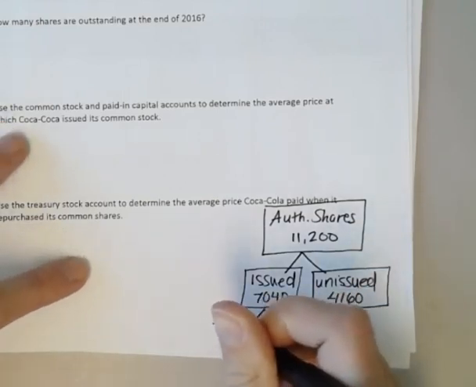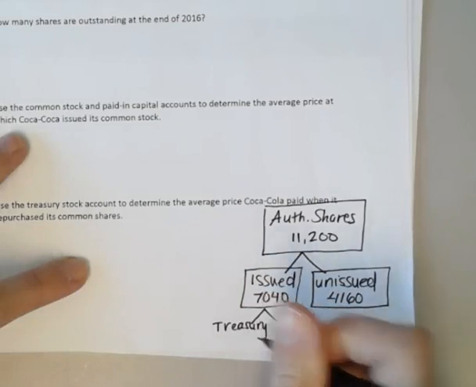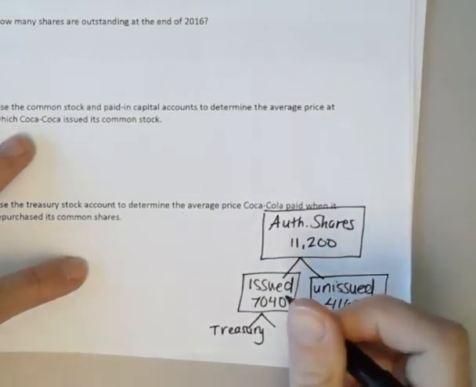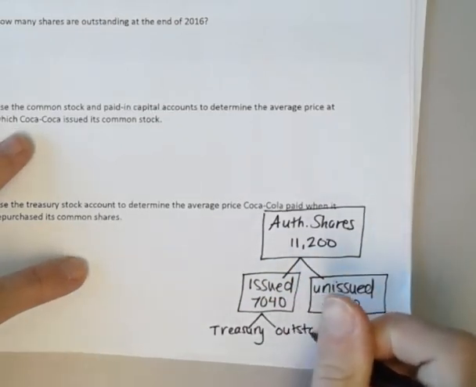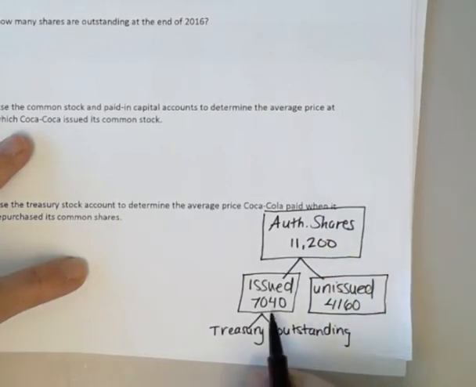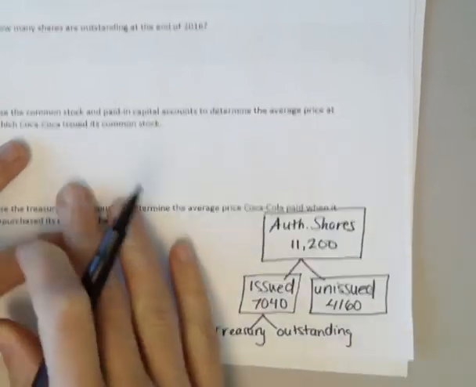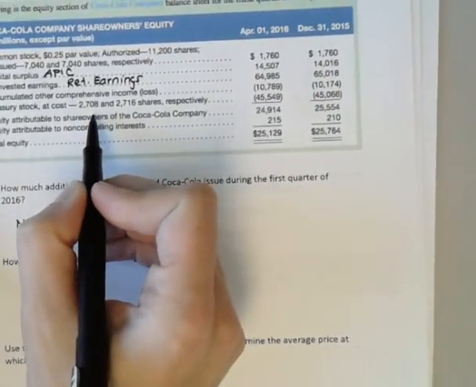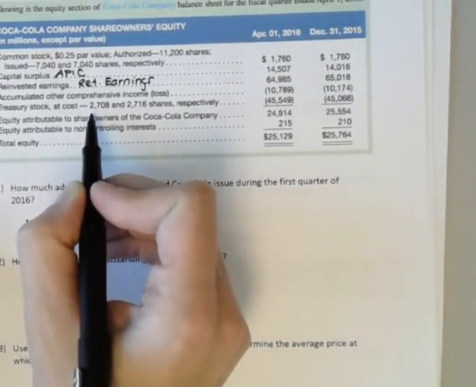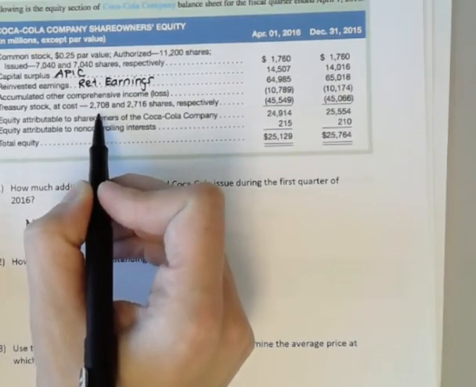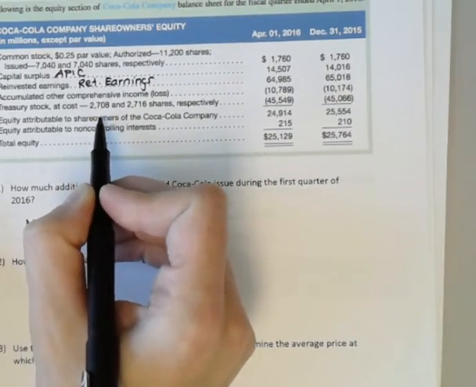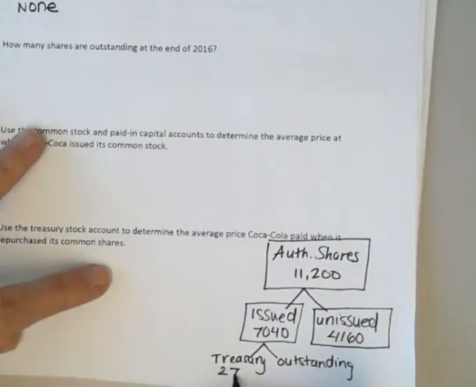Within this issued share bucket, the company either has repurchased the shares at some point or those shares are currently outstanding. So I can break this 7,040 amount into treasury shares, which means the company has repurchased this amount, or outstanding shares, which are currently held by the public. If I look at their treasury stock, it says that the company has currently repurchased 2,708 in shares. So they hold within their treasury 2,708 of shares. They repurchased that amount in the past.